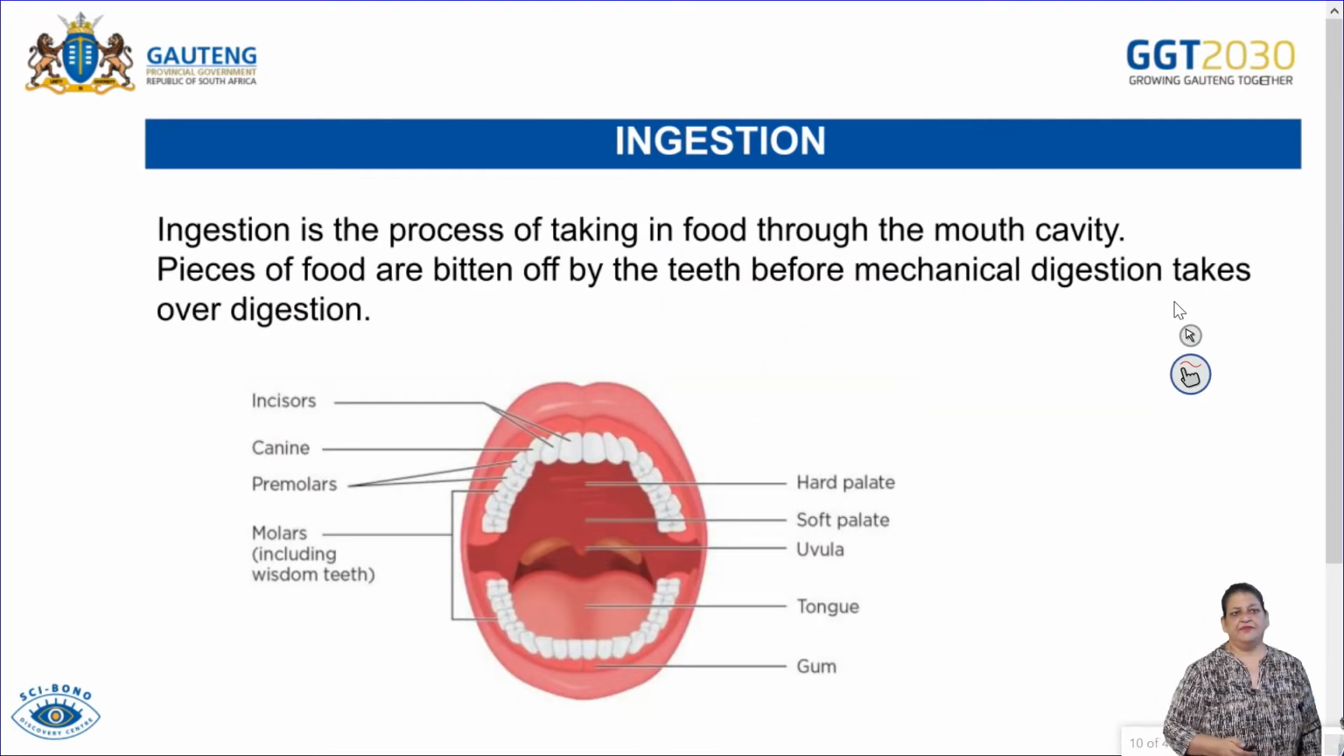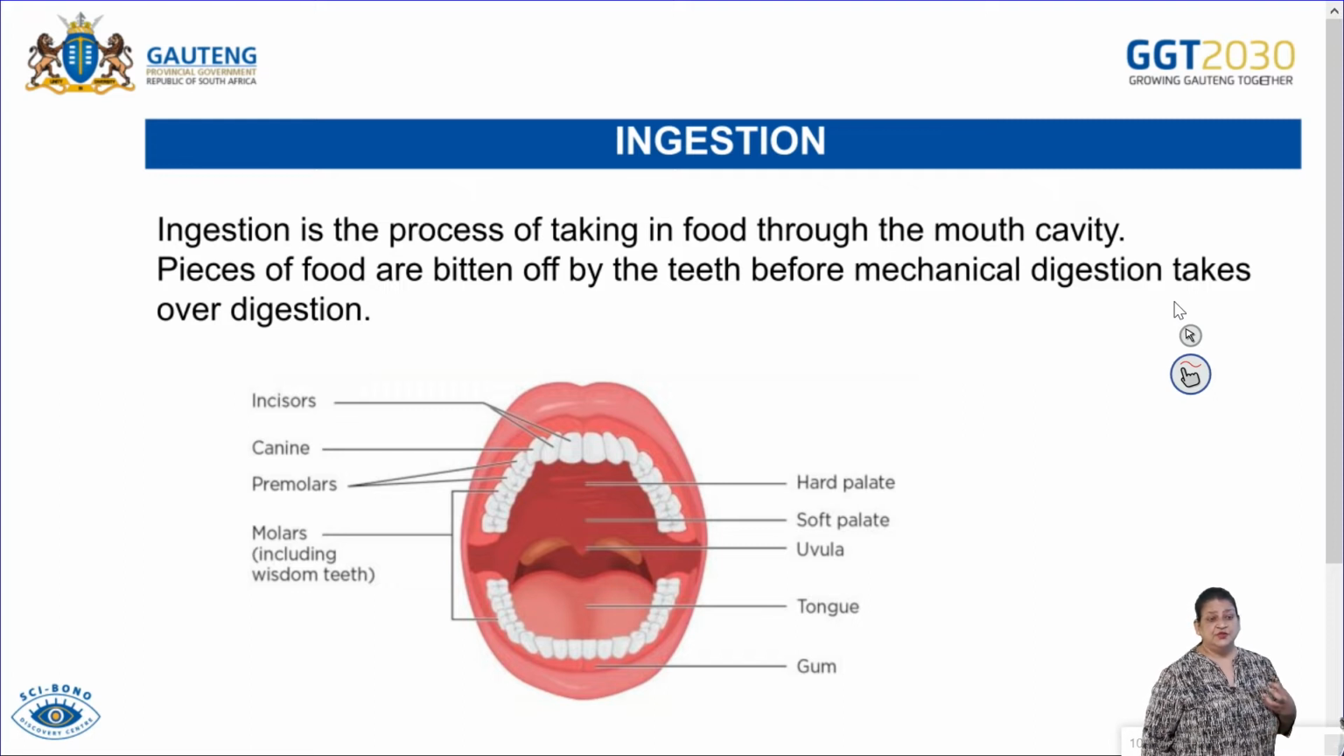Okay. Then now ingestion. Where does it occur? In your mouth. So here is your mouth. Okay, learners? And you find in your mouth, what do we have? Your teeth. Right? In the previous lesson, you learned about the dentition, the teeth. We have 32 teeth. The hardest part of your body is not your bone. The hardest part is the enamel of your teeth.